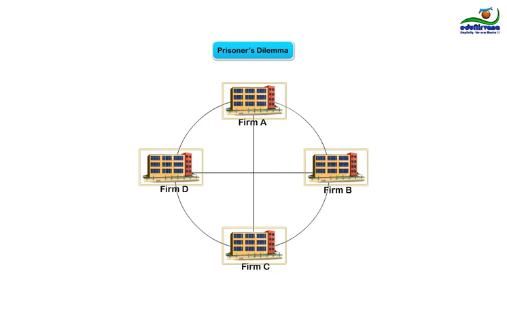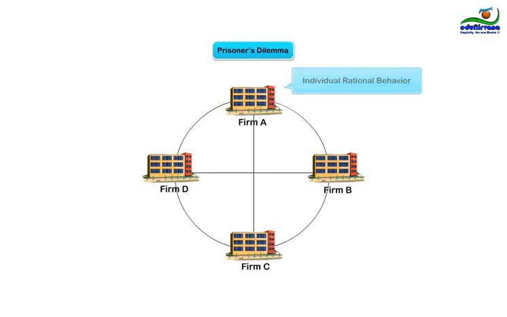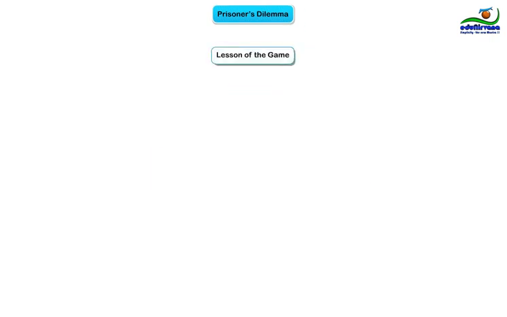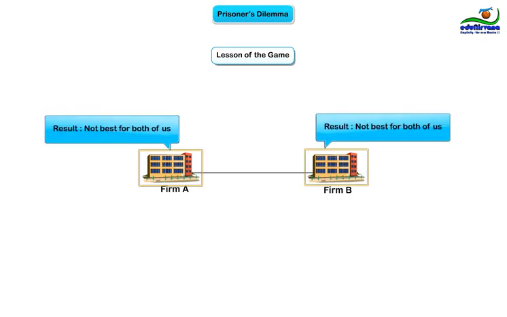Basically, this game illustrates a case in which individually rational behavior leads to a jointly inefficient outcome. The lesson of the game has been described this way. You do what is best for you. I will do what is best for me. And somehow, we end up in a situation that is not best for either of us. Here is how the game is played.